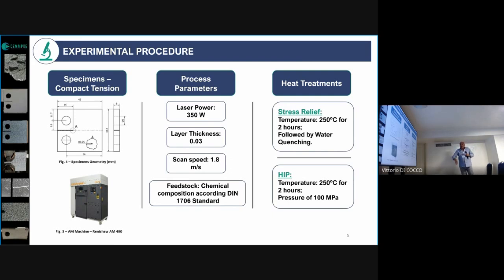The machine is an EOS machine. The specimens were produced with a laser power of 350 W, 30 microns of layer thickness, and with this laser, the scan speed. Two heat treatments were performed. The stress relief one, so we don't pass the 260 low temperature: 250 for 2 hours, followed by water quenching, and then a heat process with the same temperature for 2 hours and with an applied stress of 100 megapascal.